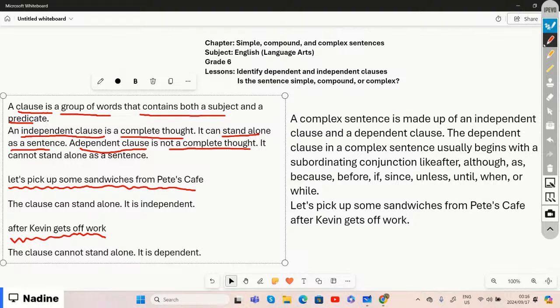And remember, an independent clause can stand on its own because it shows a complete thought. It has both a subject and a predicate. Whereas a dependent clause cannot stand on its own. It does not express a complete thought. It's either missing a subject or it is missing a predicate.